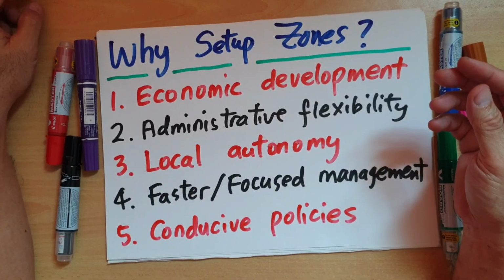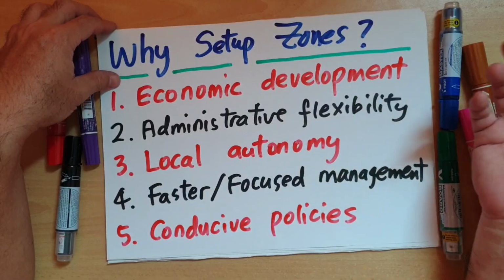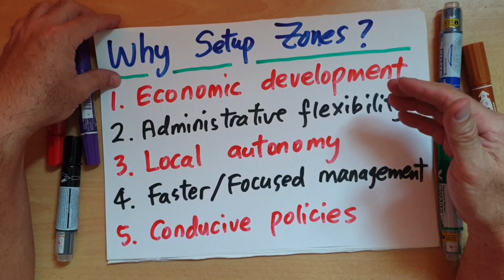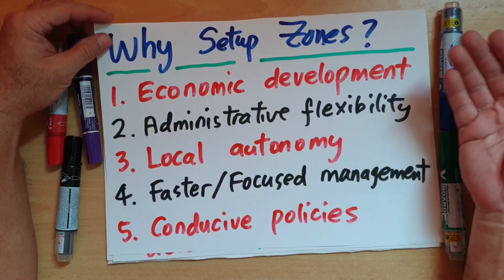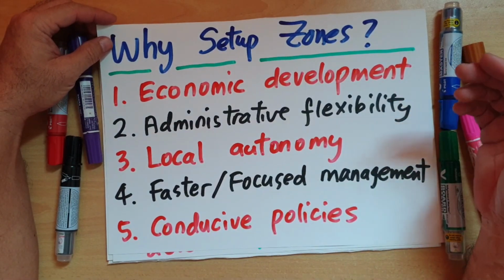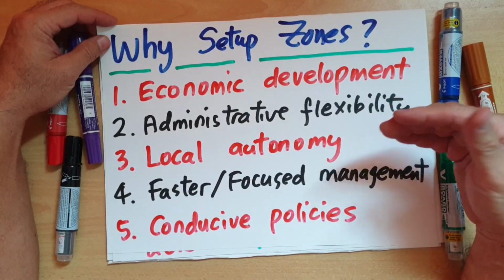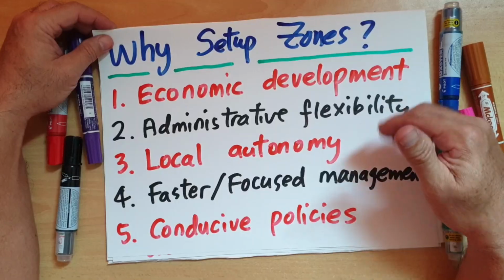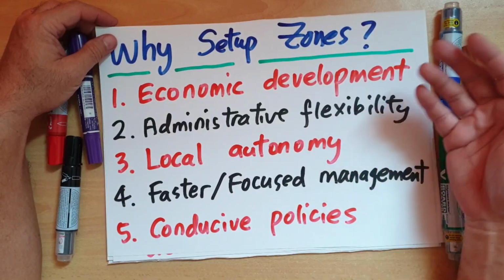Now, the next slide will be why China set up so many zones. All kinds of zones are quite confusing. So basically, there are five objectives. Number one, they wanted to promote economic development. Number two, they want to ensure that these zones have administrative flexibility, so they can turn around things faster, react faster, and implement things faster.